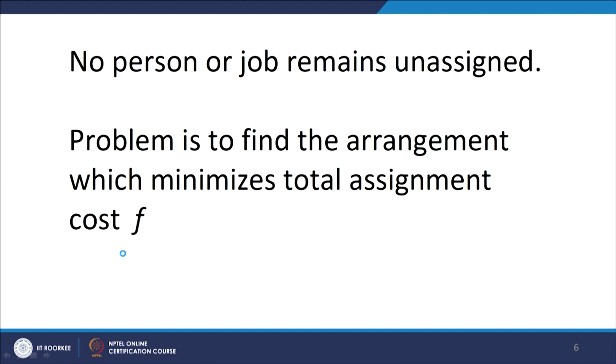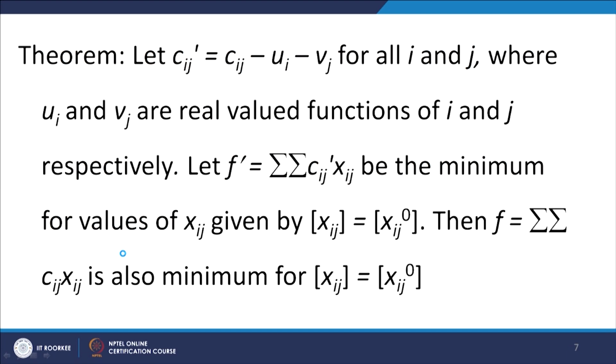So, in order to solve this special kind of problem, we need a theorem which states the following: let Cij dash be equal to Cij minus Ui minus Vj for all i and j, where Ui and Vj are real valued functions of i and j respectively, and let f dash equal to double summation Cij dash Xij be the minimum for the values of Xij given by Xij equal to Xij 0. Then f equal to double summation Cij Xij is also minimum for Xij equal to Xij 0.